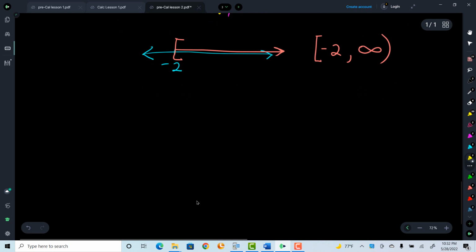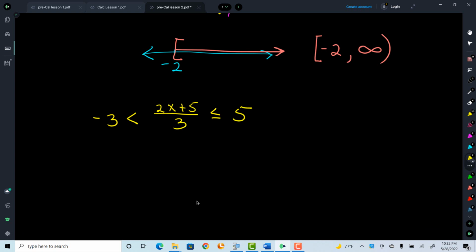Let's solve this inequality. We've got -3 less than (2x plus 5) over 3 less than or equal to 5. Okay. Now this looks really tricky to solve, but it's actually pretty simple. Remember, what is our goal? We want to get this x by itself. We want to isolate the x. So the first thing I'm going to do is try to get rid of this 3. Well, we're dividing by 3, so how do I get rid of it? I'm going to multiply everything by 3.